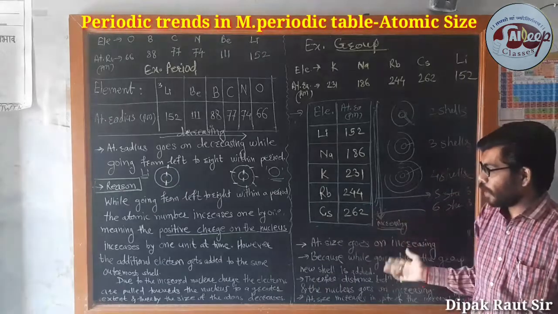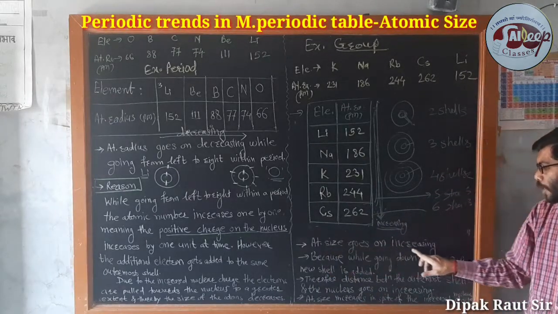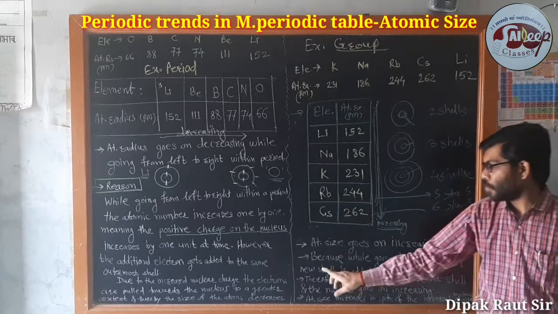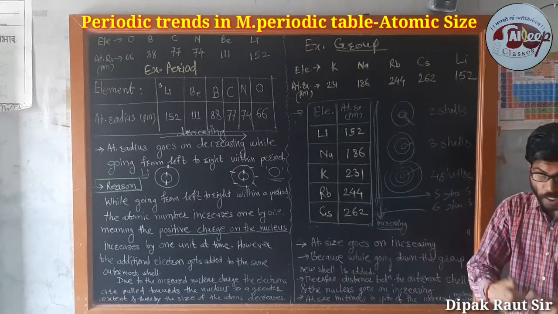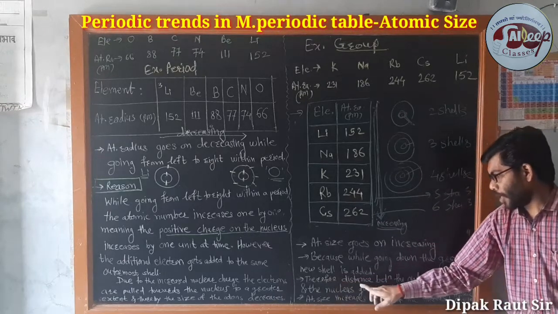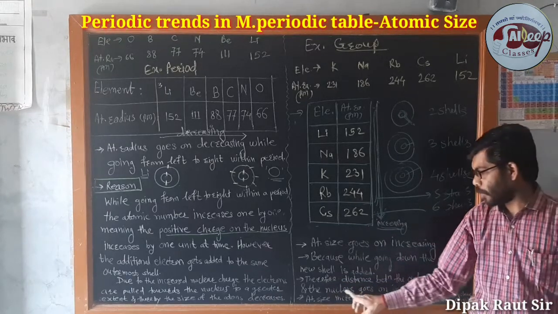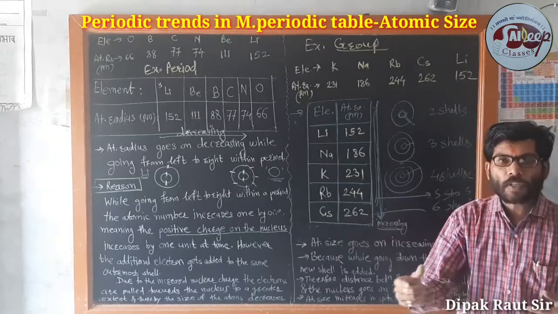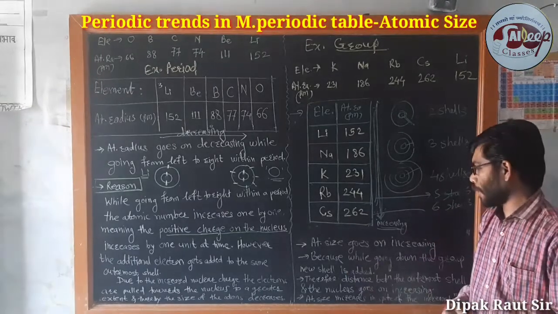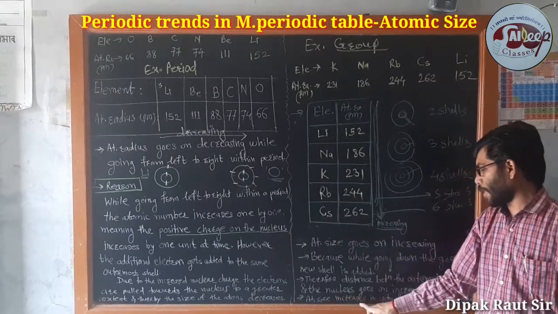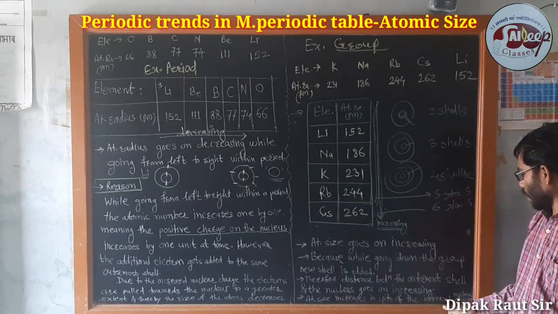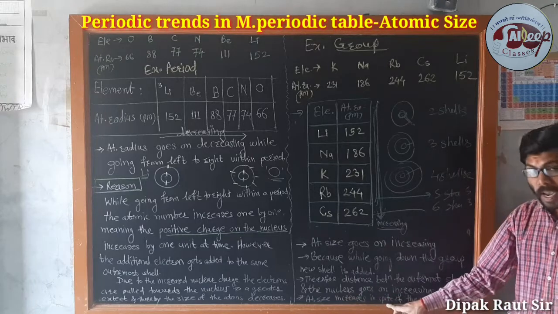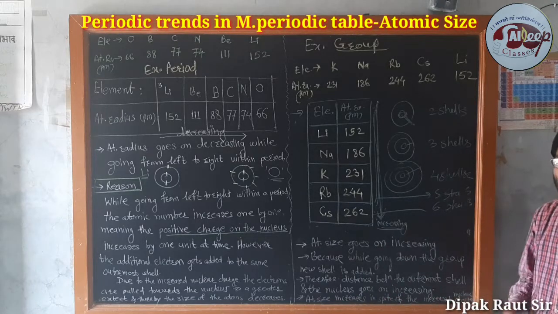Now see, atomic size goes on increasing because while going down the group, a new shell is added. Therefore, the distance between the outermost shell and the nucleus goes on increasing. Atomic size increases in spite of the increased nuclear charge.